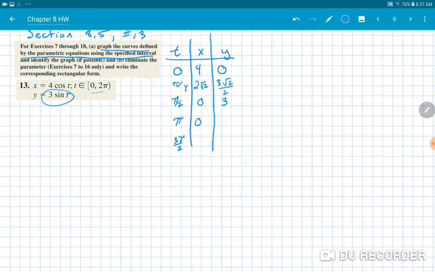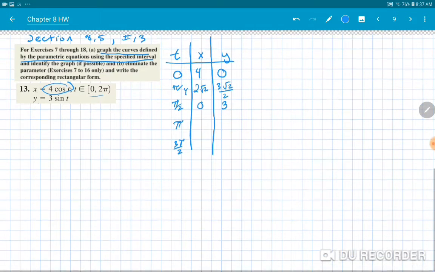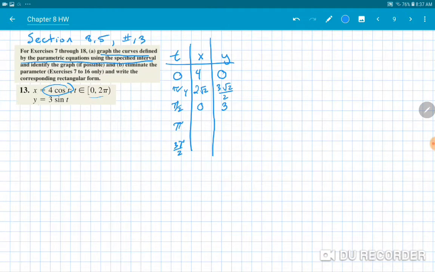And then pi, sine of pi is 0. Wait, that's not right. Sorry, wrong equation. For x, we want cosine of pi, which is -1 times 4 gives me a -4, so I can see a pattern already developing here. And sine will be 0. And then 3 pi over 2, cosine is 0, so that'll be 0. And sine of 3 pi over 2 is -1 times 3 gives me a -3. So I can see a nice pattern developing there.